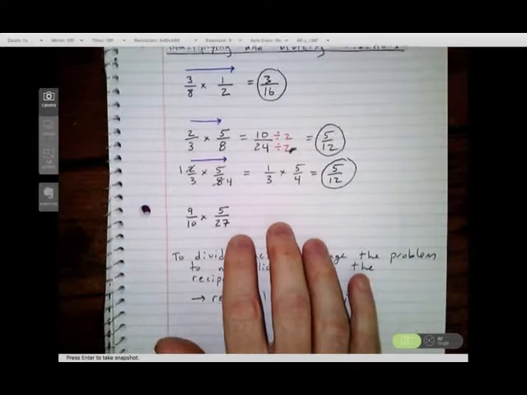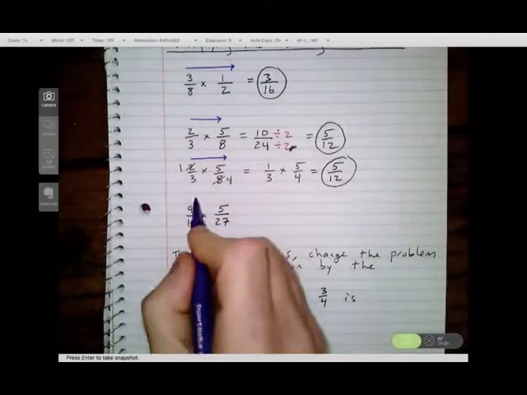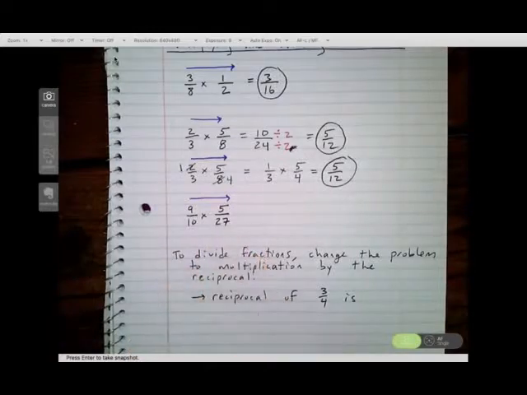Okay, so here's another one, 9/10 times 5/27. And I'm going to do this one the canceling way. Again, I'm going to draw my arrow here. We're multiplying straight across. You could just do that, but then you'd have 270 on the bottom. 10 times 27, that's a big number. So let's try to cancel it a little bit and reduce.